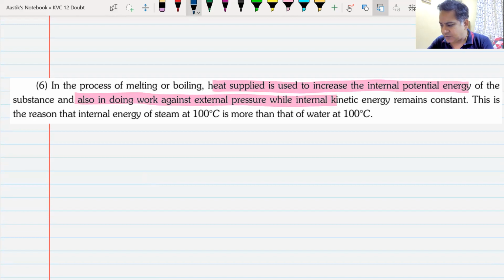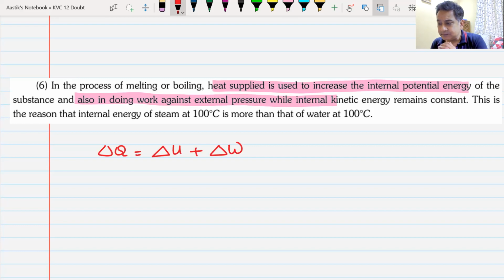Remember this. I think you know this equation, delta Q is equal to delta U plus delta W. Do we know this equation, everyone? Yes or no?